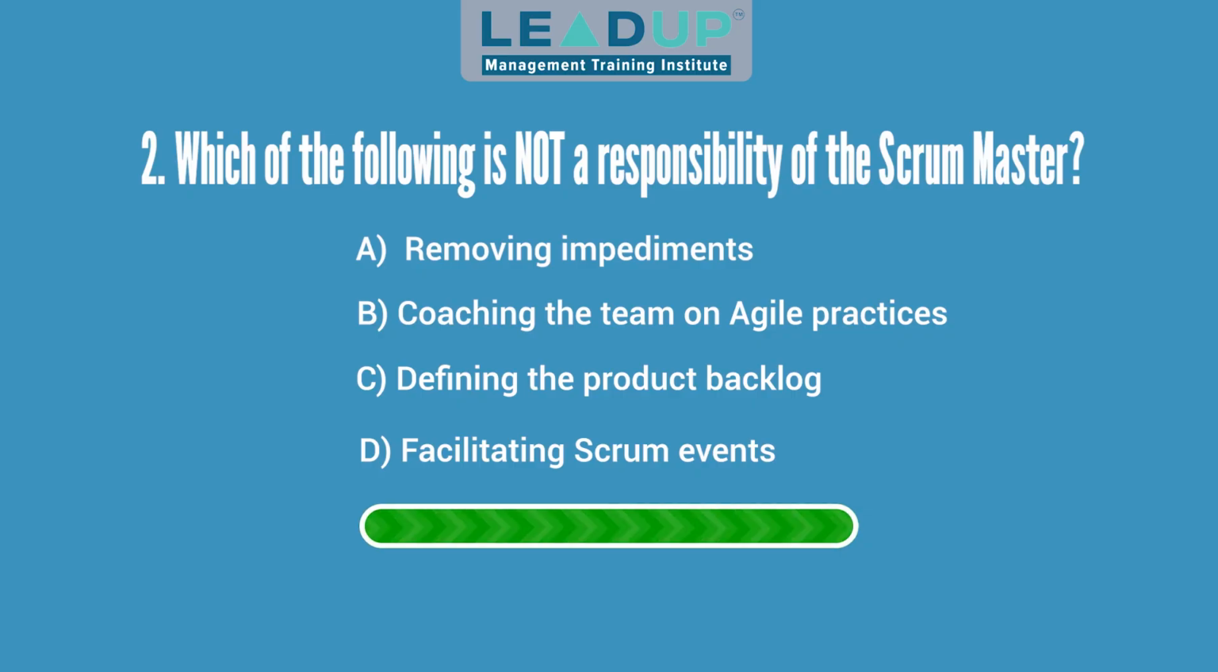Question 2. Which of the following is not a responsibility of the Scrum Master? A. Removing impediments. B. Coaching the team on agile practices. C. Defining the product backlog. And D. Facilitating Scrum events. Answer: defining the product backlog.